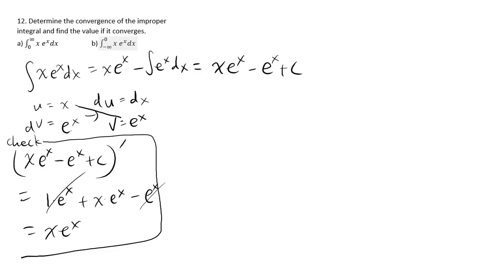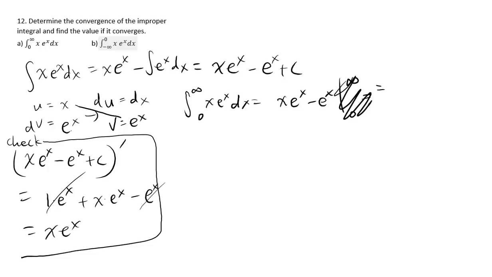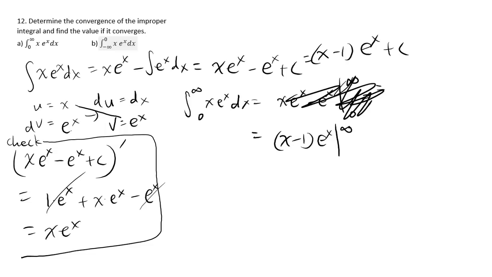Now let's try to evaluate the integral from 0 to infinity of x e to the x dx, which means it's x e to the x minus e to the x, and you're plugging in 0 to infinity. So when you plug in infinity, well, actually think of it like this. This is x minus 1 times e to the x plus c, right? So if you instead use that, that's x minus 1 e to the x from 0 to infinity.